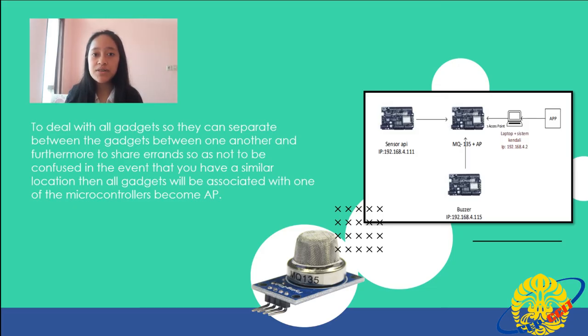Next, I'm going to explain about this picture. This picture is the network flow of the fire indication system, and it deals with all gadgets so they can be separated from one another, and also to share tasks so as not to be confused if you have a similar address. Then all gadgets will be connected to one of the microcontrollers that becomes the AP. Like you can see there.